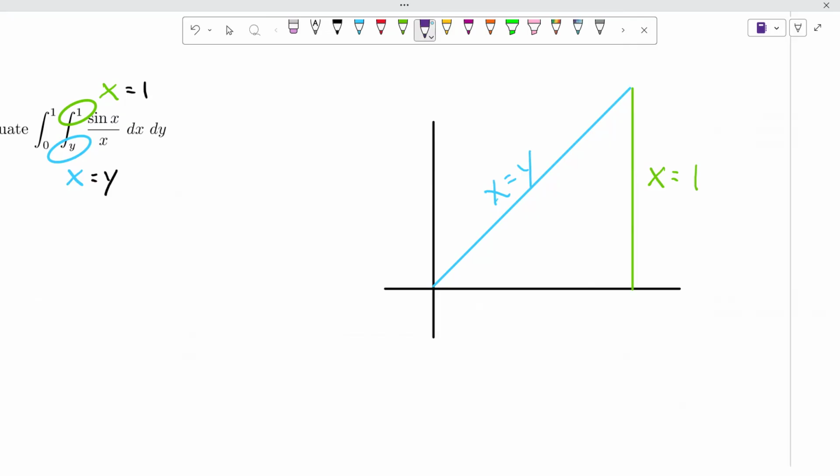That means that since I'm doing dx first, my region of integration should be right here. Remember that I'm given a right and a left bound. So the green line is my right bound, the blue line is my left bound, since I was doing dx first. Rather than the other side of the triangle, I want this particular side.